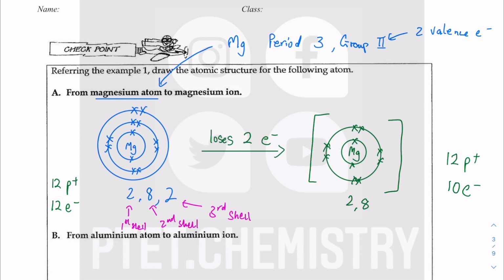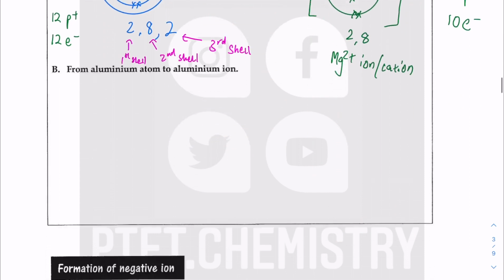You have lost 2 electrons from the atom to the ion. That's why now you have a net positive charge, because you have more protons than electrons, so you have 2 extra positive charges. When a metal loses electrons, you get positive ions. It's called a cation. So this is called the Mg2+ ion, which is also the Mg2+ cation, a positively charged ion. Moving on to the next one.